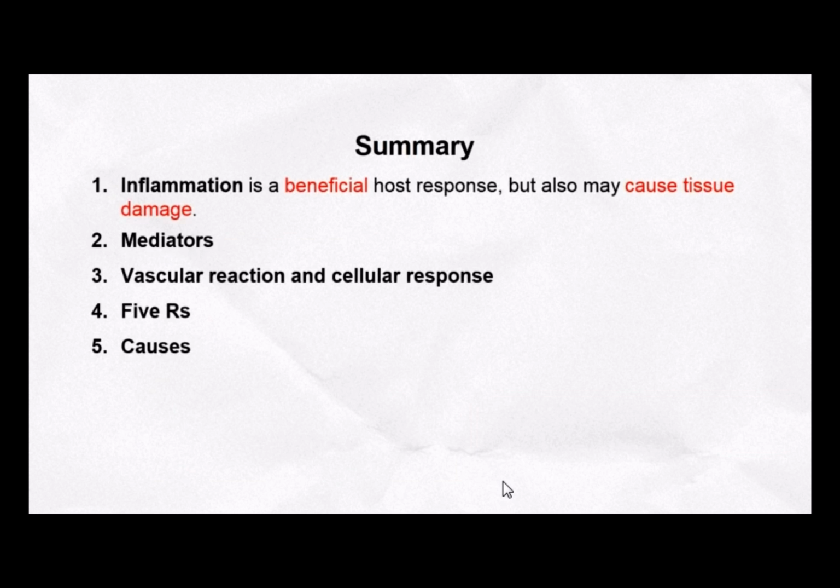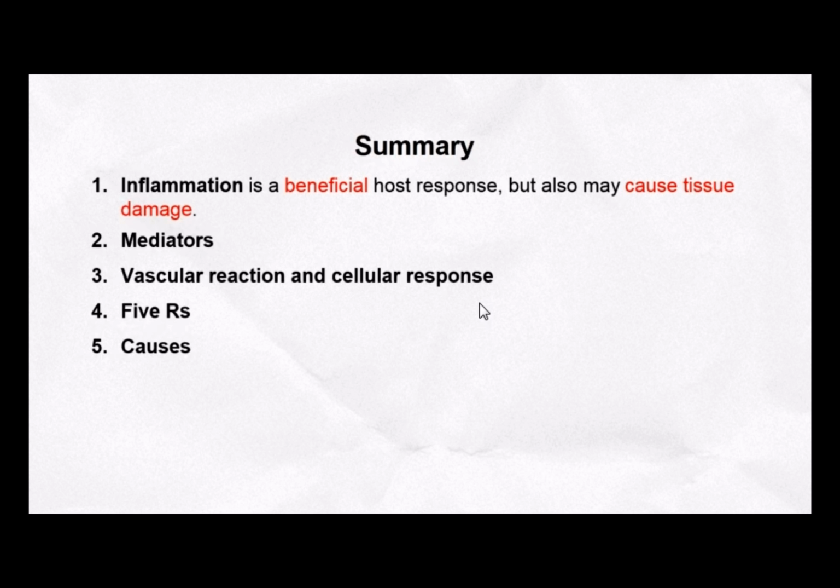Okay, now let's make a summary for the two sections. We have learned the general features and the causes of inflammation. Inflammation is a beneficial host response, but also may cause tissue damage. The main components of inflammation are a vascular reaction and a cellular response. Both are activated by mediators that are derived from plasma proteins and various cells. The steps of the inflammatory response can be remembered as the 5 R's.